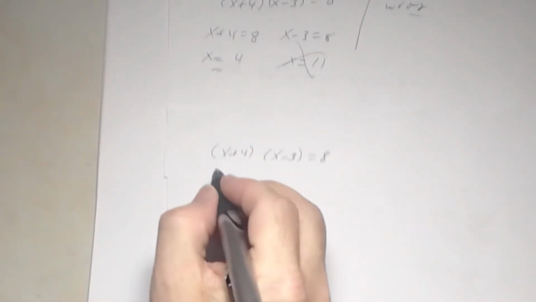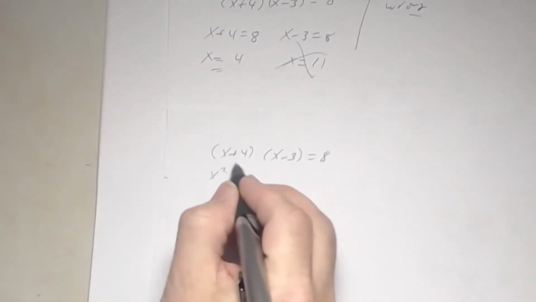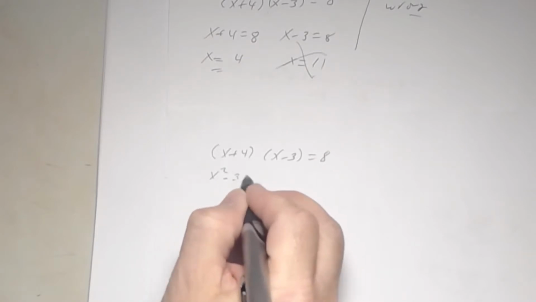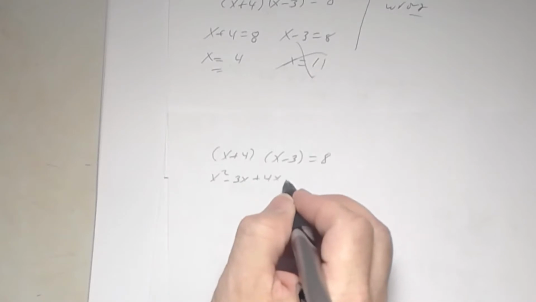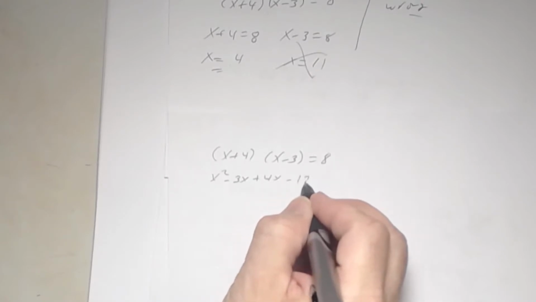All right, what you want to do first is FOIL the left side. So when I FOIL the left side, X squared, I get x squared. What's the outer? 3x, negative 3x. Inner, plus 4x. And last, negative, equals 8, right?